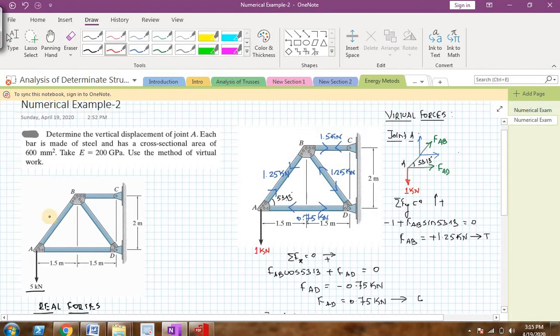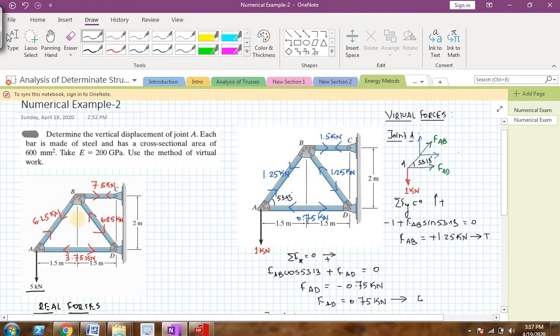So I can write the values here. I'm just multiplying all these forces by 5, and the nature of the force will remain the same. Of course it will remain the same, it will not change. So the virtual force in the member AB was 1.25 kilonewtons, which means that because of 1 kilonewton it was 1.25 kilonewton. So because of 5 kilonewton it will be 1.25 multiplied by 5, and that will be tension. So this will be 6.25 kilonewtons. Similarly I will write down all the other forces.